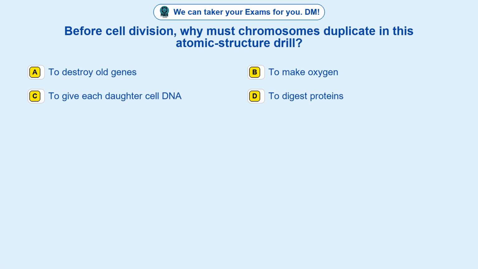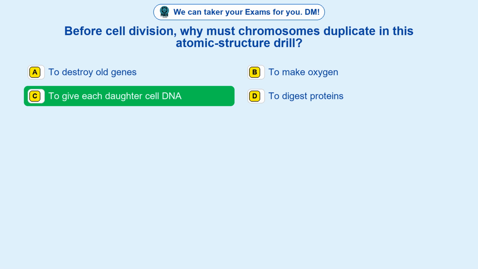Question 4. Before cell division, why must chromosomes duplicate in this atomic structure drill? Option A, to destroy old genes. Option B, to make oxygen. Option C, to give each daughter cell DNA. Option D, to digest proteins. The correct answer is option C, to give each daughter cell DNA.